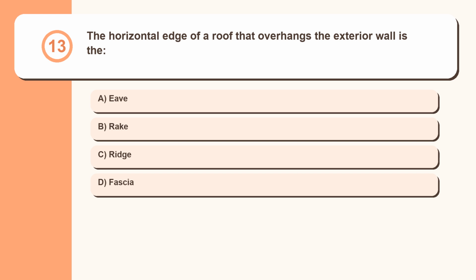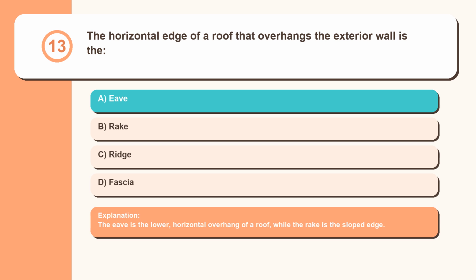Question 13. The horizontal edge of a roof that overhangs the exterior wall is the eave, rake, ridge, fascia. The eave is the lower, horizontal overhang of a roof, while the rake is the sloped edge.